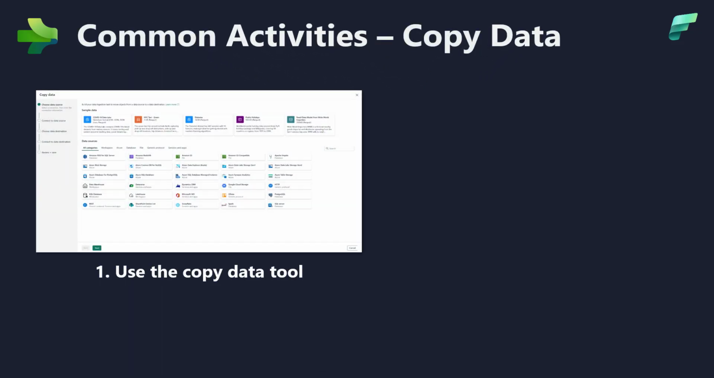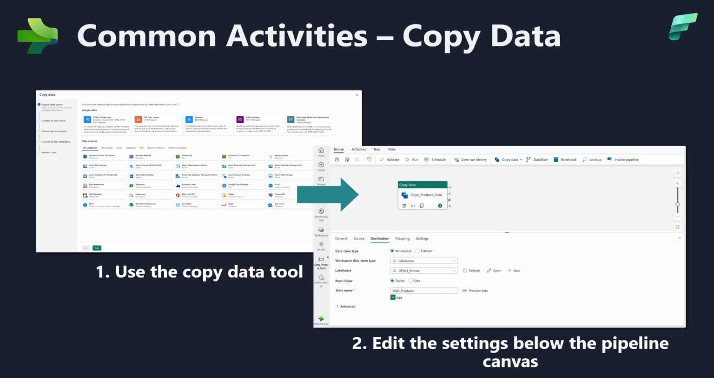Copy data activity is one of the most common uses of data pipeline, and many pipelines consist of a single copy data activity that is used to ingest data from an external source into a Fabric Lakehouse. When you add a copy data activity to a pipeline with the copy data tool, a graphical tool takes you through the steps required to configure the data source and destination for the copy operation. A wide range of source connections is supported, making it possible to ingest data from most common sources.